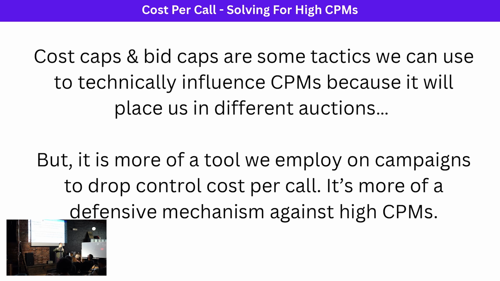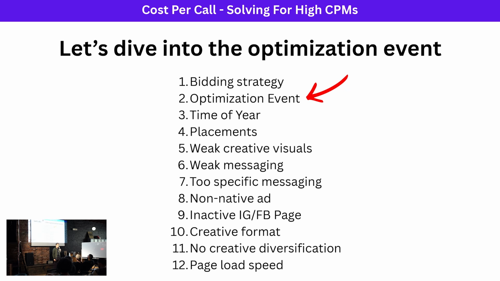So cost caps and bid caps are tactics we can use to technically influence CPMs because it will place us in different auctions, but it's more of a tool that we employ on campaigns to drop overall cost per call. It's more of a defensive mechanism against high CPMs. So if you have crazy events like election year, Black Friday, stuff like that, we'll put those on.